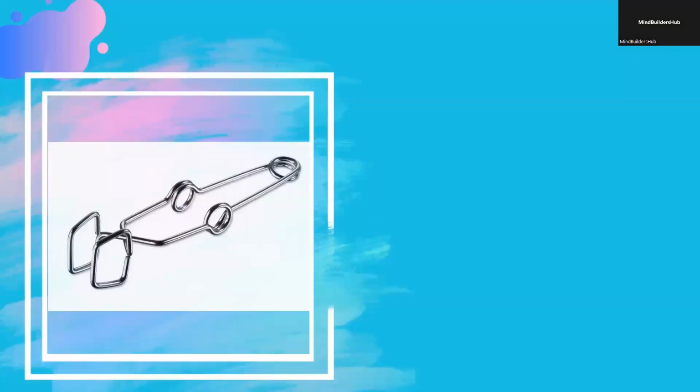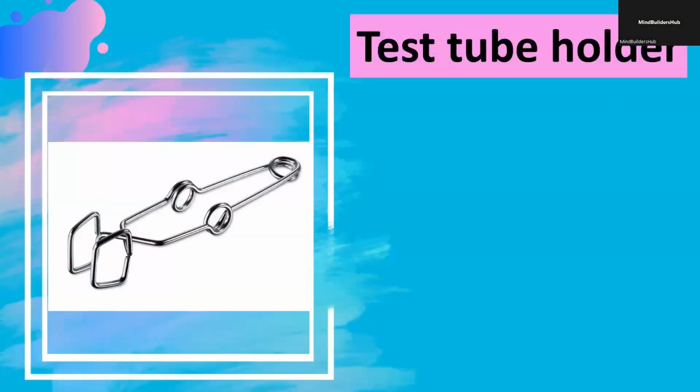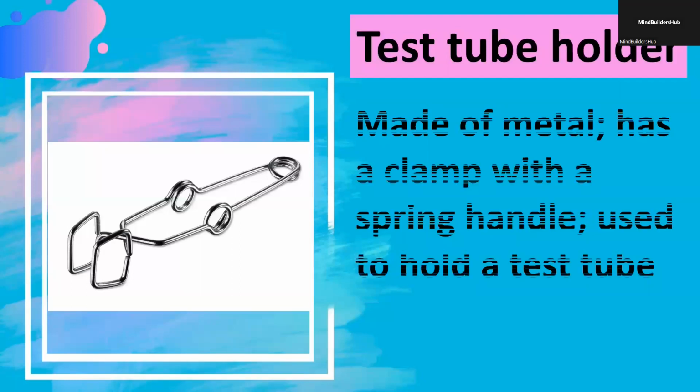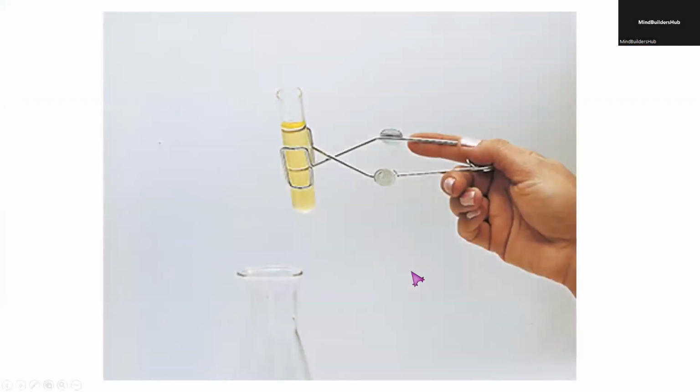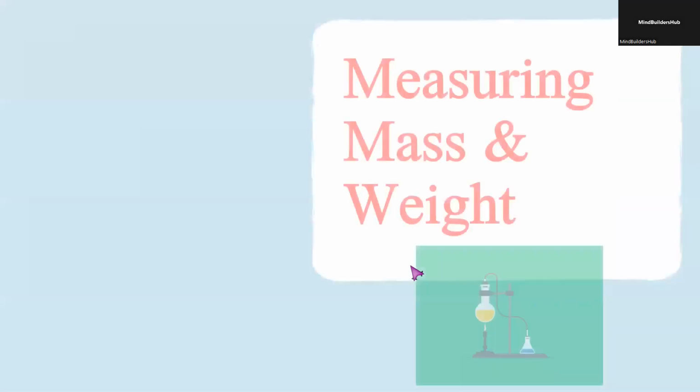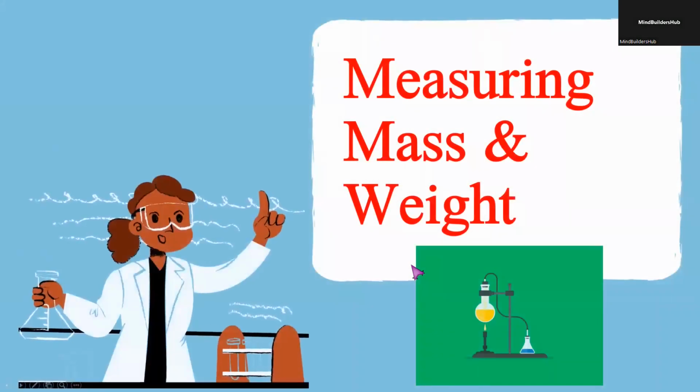Next, the one that can hold the test tube, and we call that the test tube holder. It has a clamp with a spring handle used to hold a test tube. And this is how you're going to use it. If you compress it, the test tube will be released.